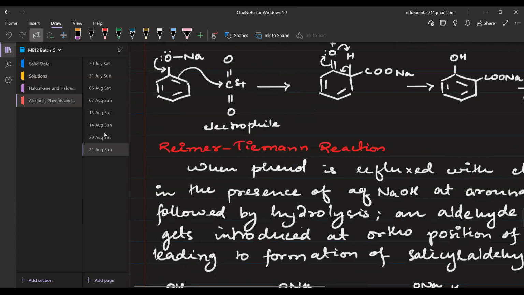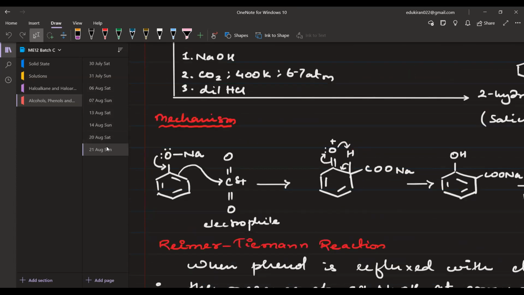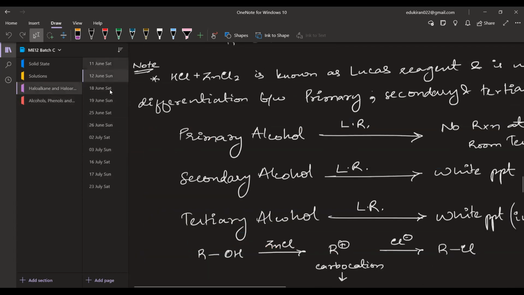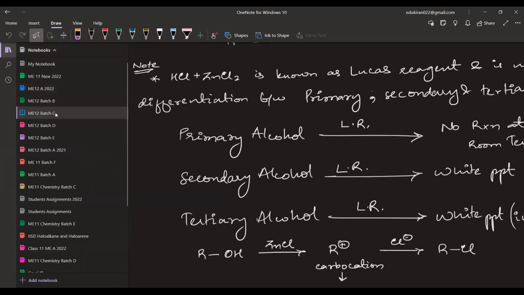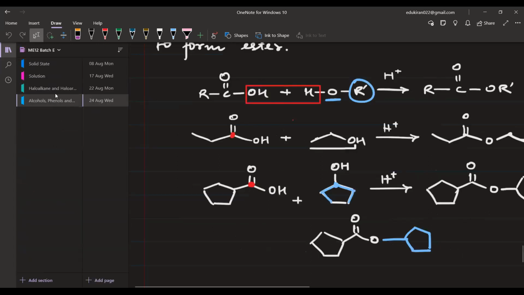So we have 1, 2, 3, 4, 5, 6, 7, 8, 9 classes. Let's add a 9th class in which we will do all the problems. And you look at the classes for haloalkane, haloarene: 1, 2, 3, 4, 5, 6, 7, 8, 9, 10, 11 classes. And this is the batch in which most of the students had learned with me in 11th standard also. Let's look at a batch in which they did not learn Haloalkane with me.